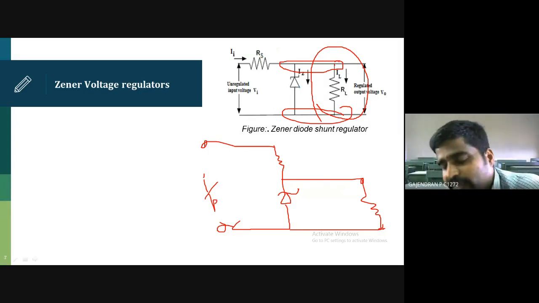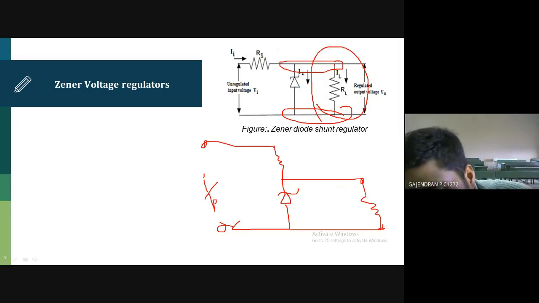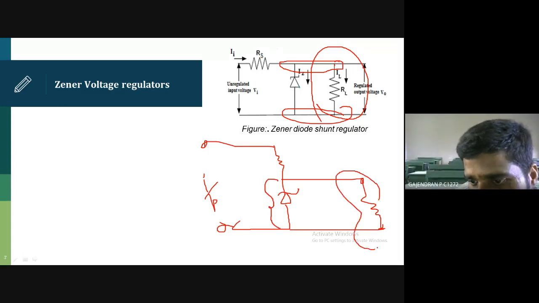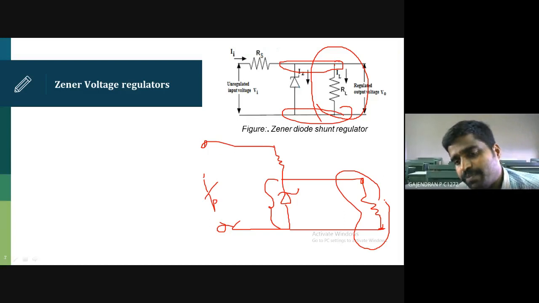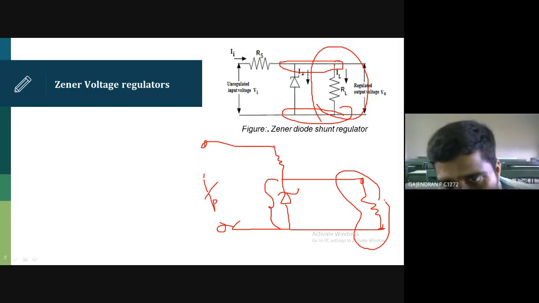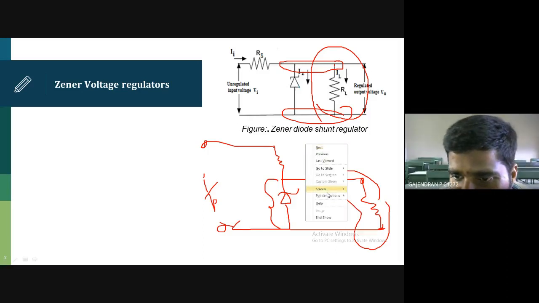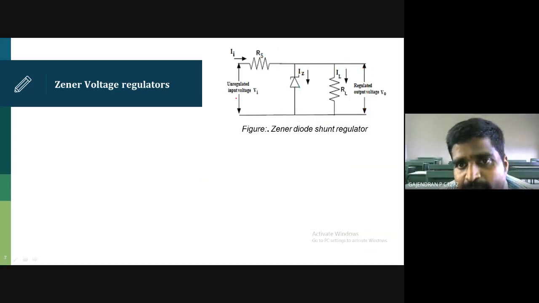Yesterday we did the reverse biasing of the Zener diode. When reverse biased, however much you change the voltage across it, how will the voltage across this load resistor be? Constant, 5 volt. That is the idea behind the circuit diagram. Please note down the circuit diagram. Then we will see.